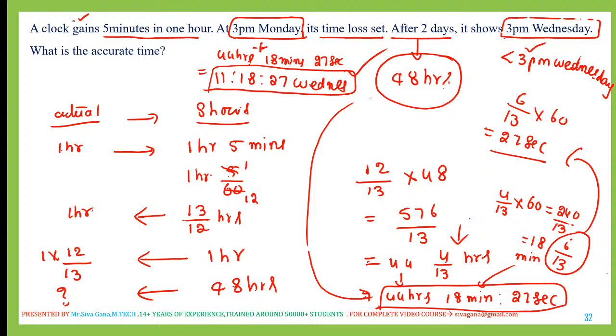I already told you, in case of gaining time, it shows more time. True time is less than this. 11:18:27 Wednesday is the true time. I hope everybody is understanding gaining time and losing time questions well.